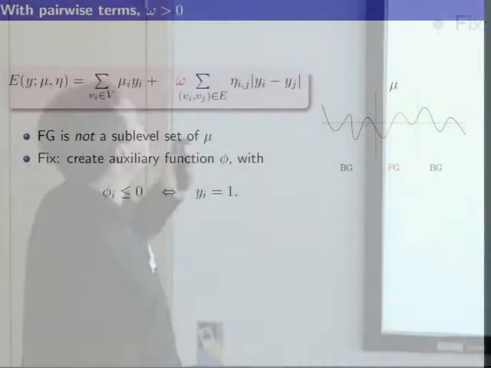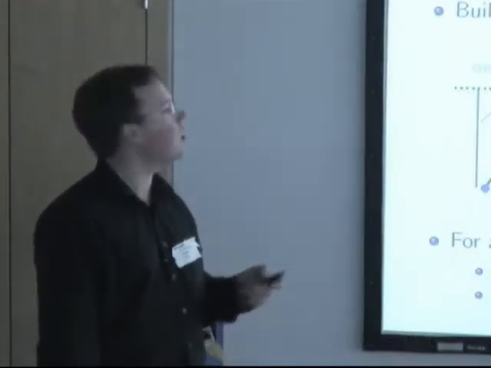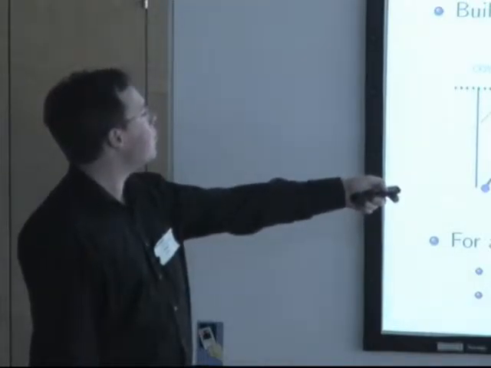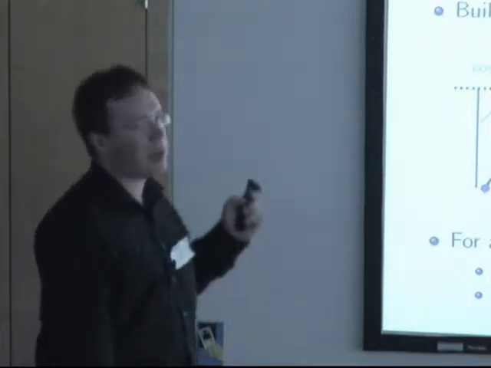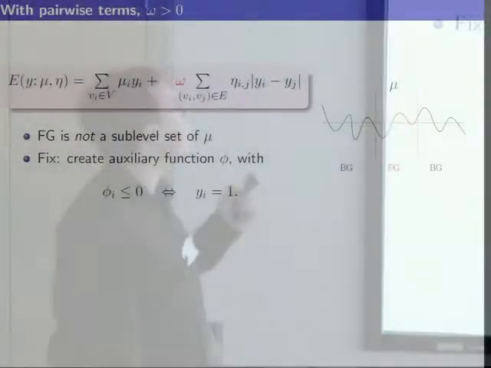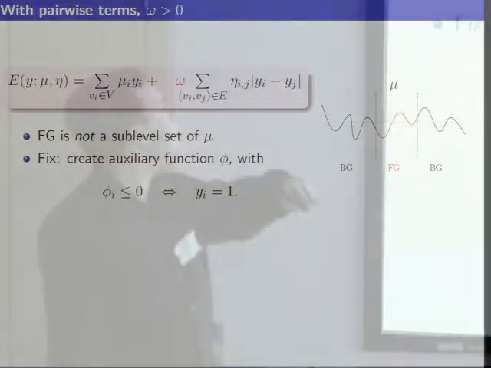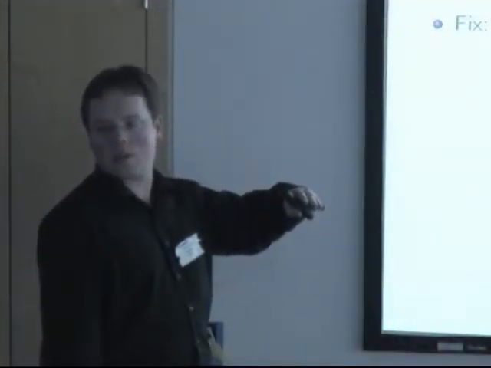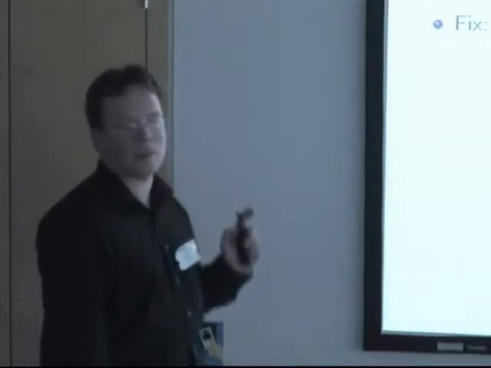Okay, so that's the case of unary only. For each component, we compute these two values. We know which one to use, and the smaller one we use to connect them or to completely discard them. So when we have not only unary potentials but also pairwise potentials, the situation is a bit more difficult, because now the segmentation does not correspond to the sub-level set of the unaries anymore. So we don't have an optimal algorithm, and maybe there doesn't exist one of this simple kind.